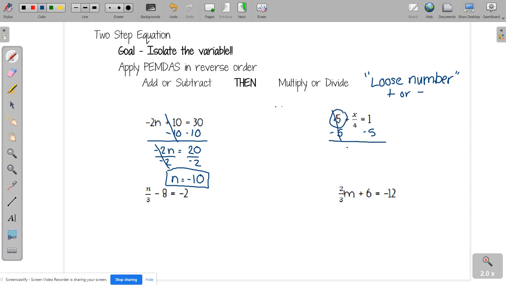It leaves us x over 4 equaling 1 minus 5 is negative 4. Now we have a division. We have to do opposite, so we multiply both sides by 4. Cancels out. We're just left with x equaling negative 4 times 4 is negative 16.